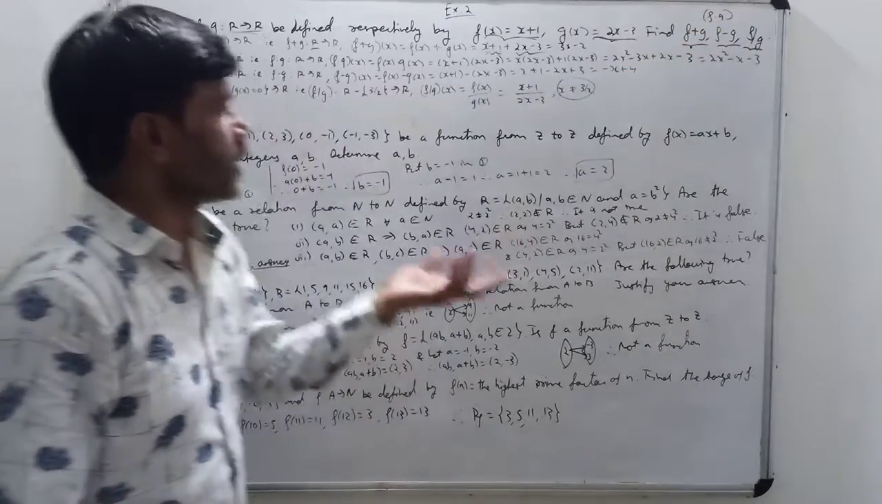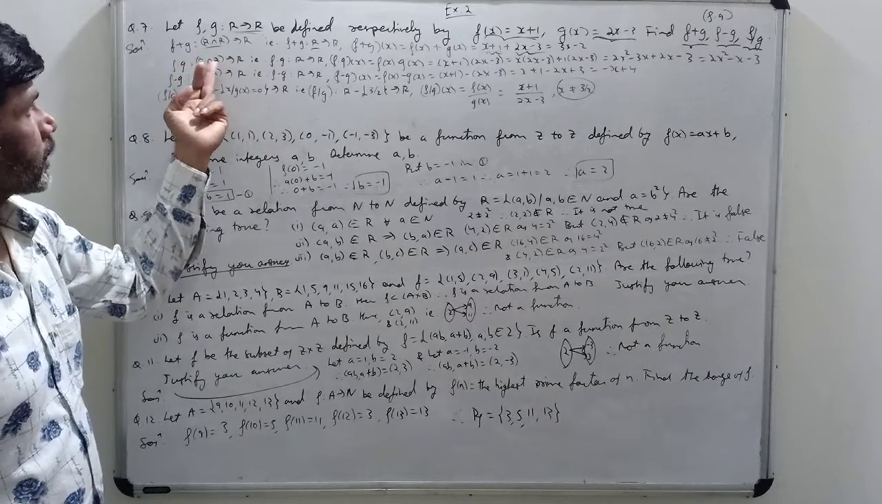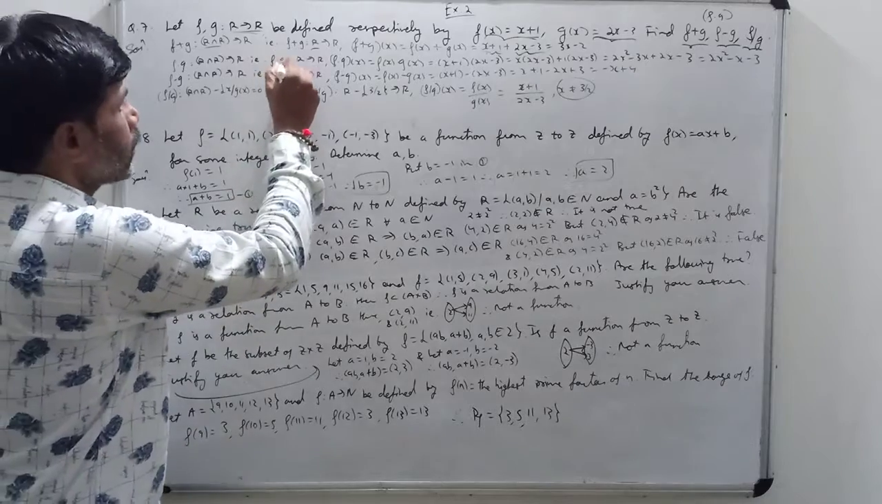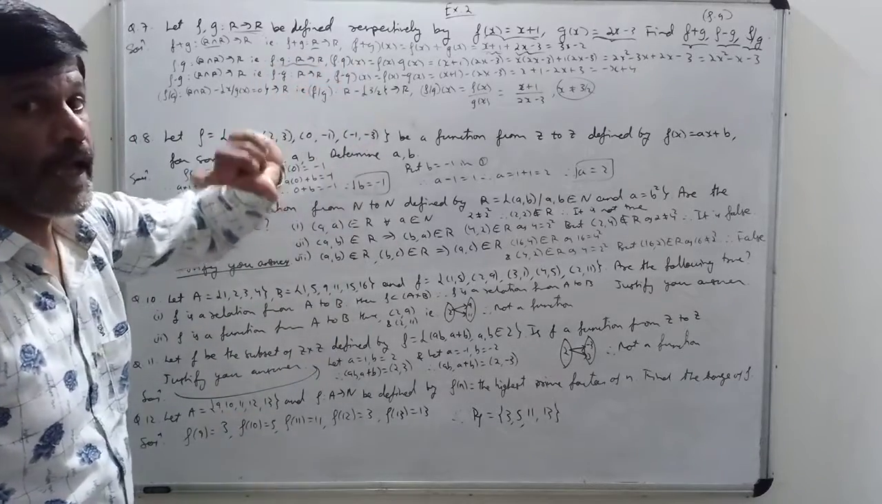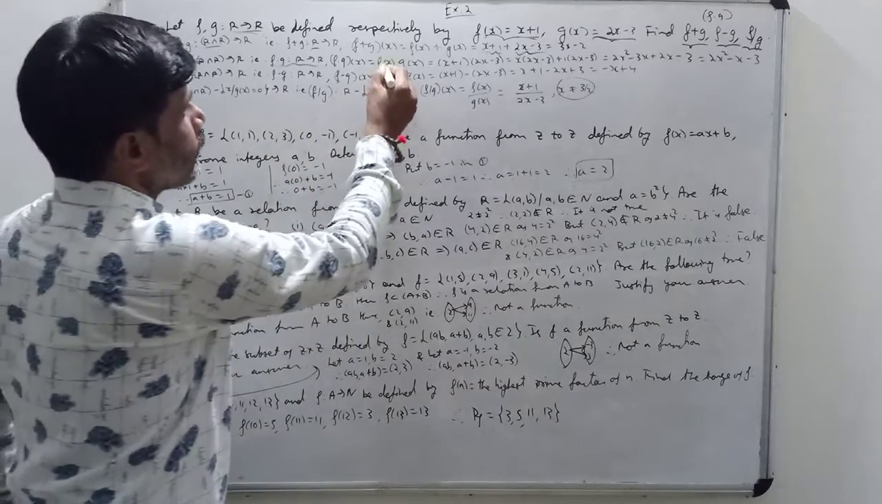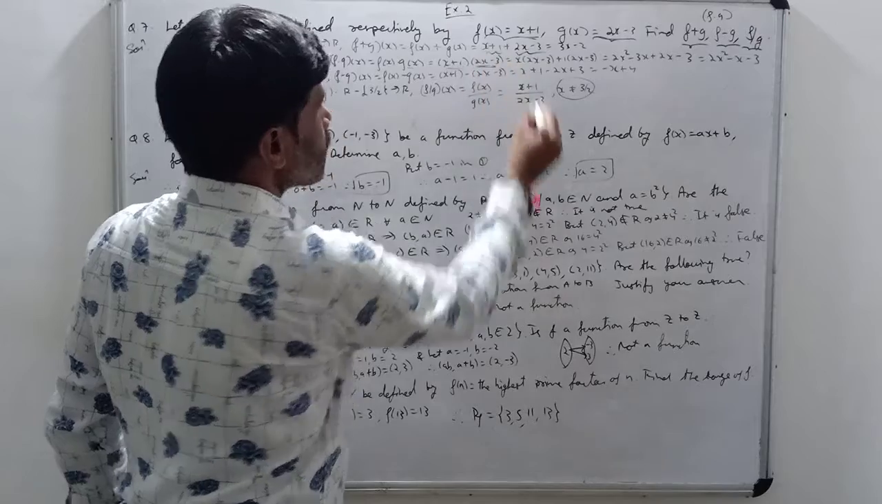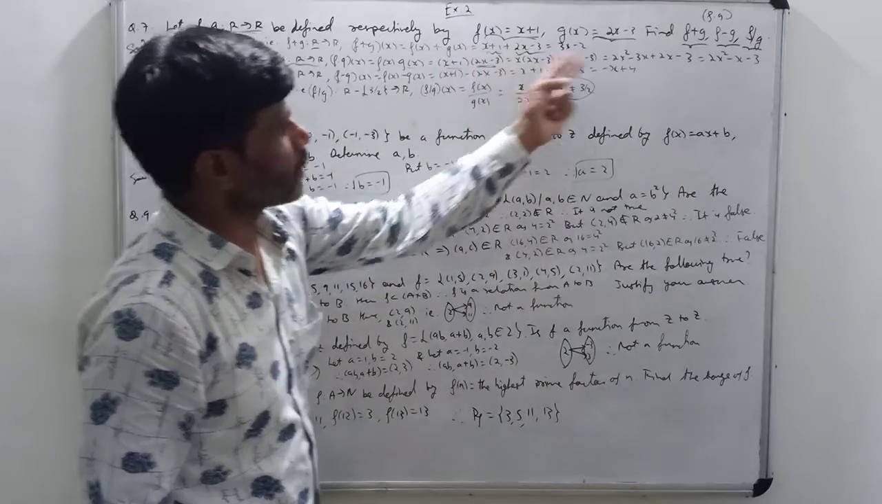Now second, f into g. Again the same: domain of f intersection domain of g. Both are R, so R intersection R is R. Therefore f into g will be a function from R to R, and (fg)(x) will be f(x) into g(x). The value of f(x) is x + 1, and the value of g(x) is 2x - 3. Now do the product: x into (2x - 3) plus 1 into (2x - 3), and on expansion you will get the answer.